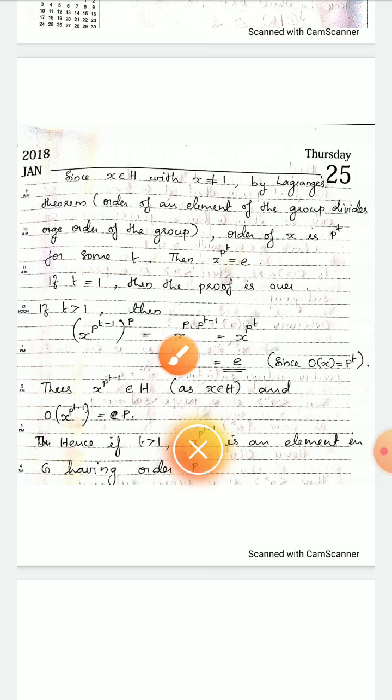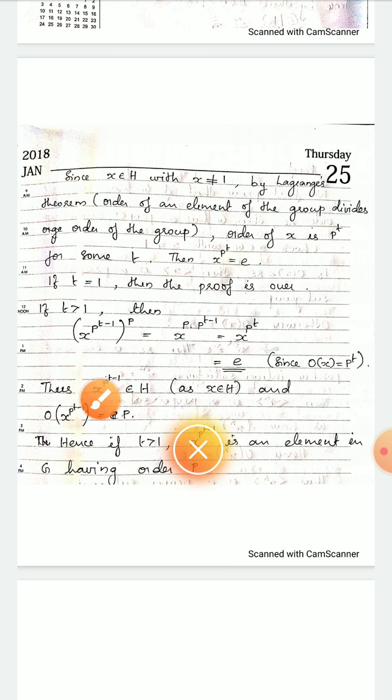On the power it is p into p raised to t minus 1, that is of the form a raised to m into a raised to n, that is a raised to m plus n. So on the power it becomes p raised to 1 plus t minus 1. So 1 and minus 1 will cancel and the power becomes t. So x raised to p raised to t, and we already have order of x is p raised to t, so x raised to p raised to t is equal to e. Thus we got an element x raised to p is an element having order p.